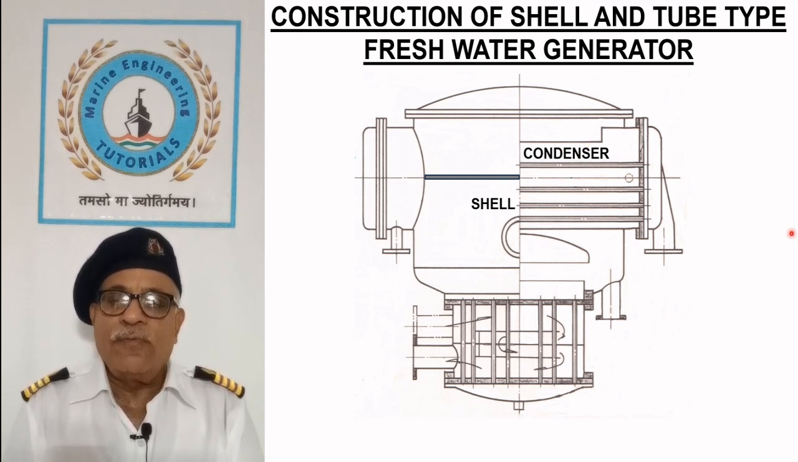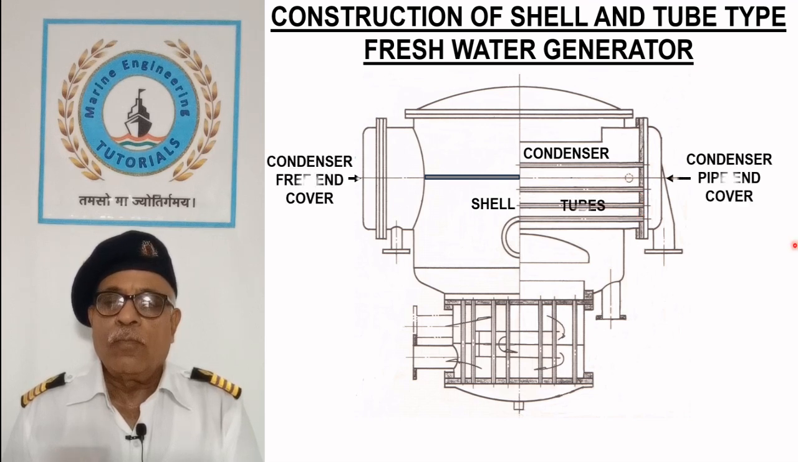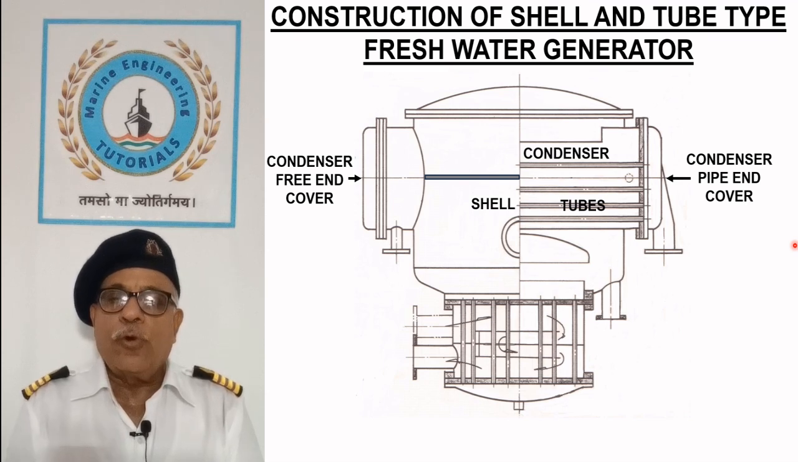Shell is made up of stainless steel and aluminum brass tubes which are attached to naval brass tube plates on both ends. Neoprene coated cast iron end covers for the condenser are outside the freshwater generator shell, through which seawater is circulated in the tubes, and also provide access for their maintenance and repair.